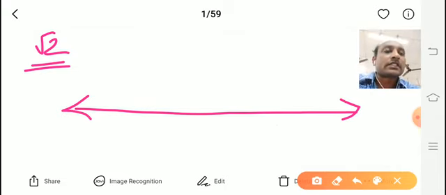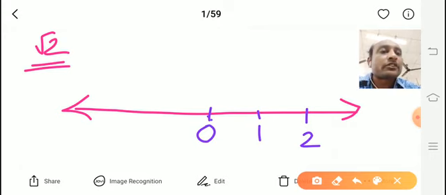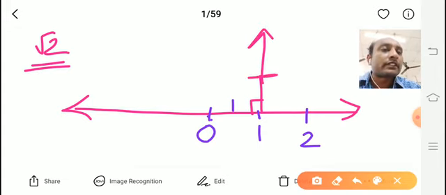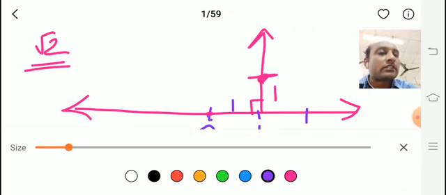Then after drawing the number line, you will have to take 0, 1, 2. From 0 to 1 the distance is 1 unit, we know that. Then again at 1 you just draw a 90 degrees line of 1 centimeter. You draw a line like this and you take only 1 centimeter of that. Now join this 0 and this point. These two you join. If I join, you will get a line like this.